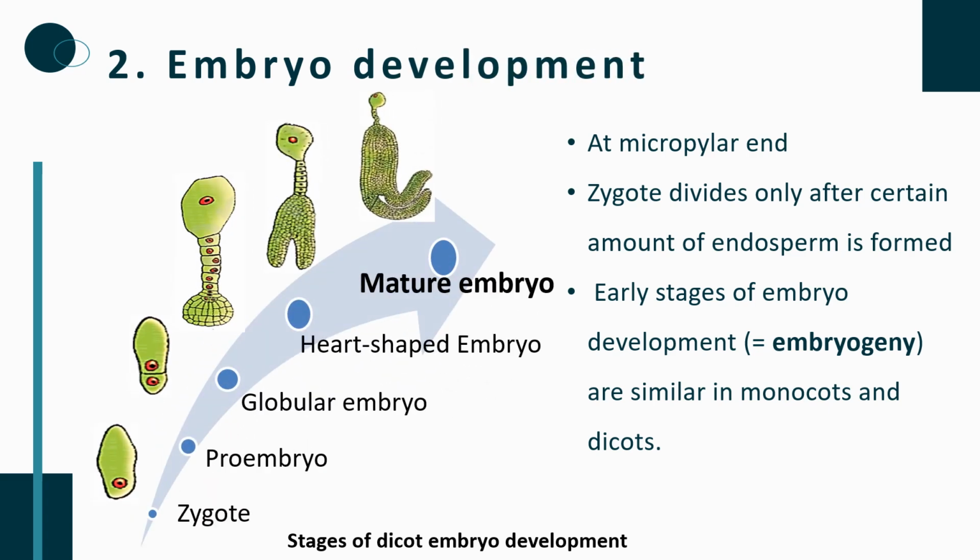Next is embryo development, which takes place at the micropylar end. The zygote is formed at the micropyle and it starts division to form the embryo only when a small amount of endosperm is already formed and made available to provide nourishment to the developing embryo. Early stages of embryo development are known as embryogeny and are similar in dicot and monocot plants. An example of dicot embryo development is shown here in the image, which begins with the zygote. After division, it forms the proembryo, then the globular embryo, which converts to the heart-shaped embryo, and eventually into a mature embryo.